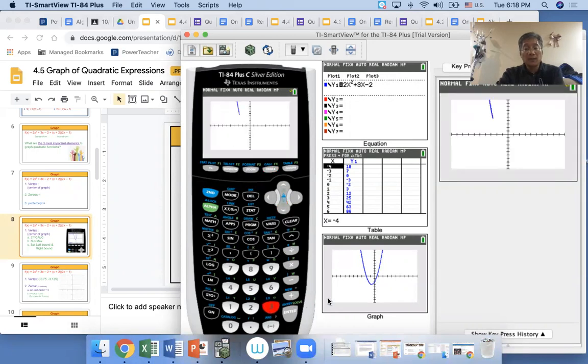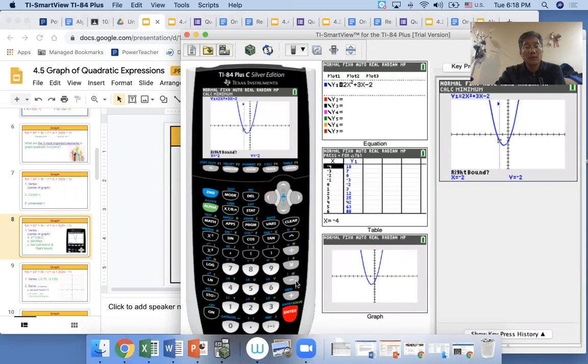Then what did I say? The calculator will ask you here, if you read it, left bound. You need to set the left bound. Setting the left bound means that this cursor is here, but it must be on the left side of the vertex. How do you move it? You move it with this arrow until the cursor is on the left side. You can go more, it doesn't matter, but you don't need to as long as it's on the left side.